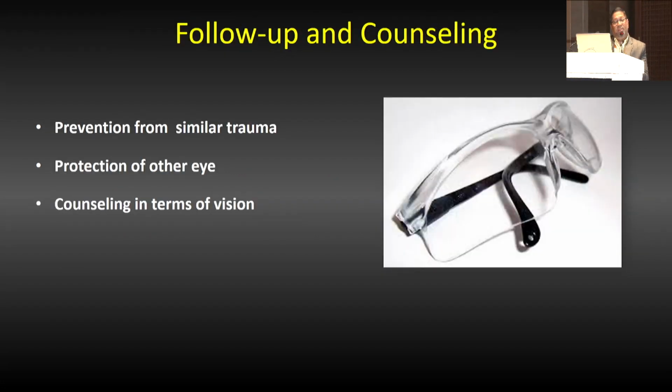So the main thing here is how to prevent. Prevention is the best way to get the cure. Counseling should be done to not get similar trauma in the other eye or the same eye again. And the protection of the eye has to be done with special glasses or any special measures should be taken at the employment site.